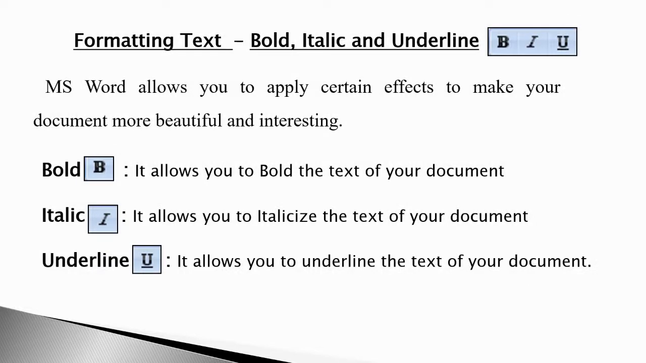So now let's learn what is formatting text. MS Word allows you to apply certain effects to make your document more beautiful and interesting. Formatting text on MS Word involves tasks like bolding the text, italicizing the text, and underlining the text. These formatting tasks are found on the Home tab in the Font group. So, select your text and then click on the required formatting button to see the effects. So, let's learn how to use them.